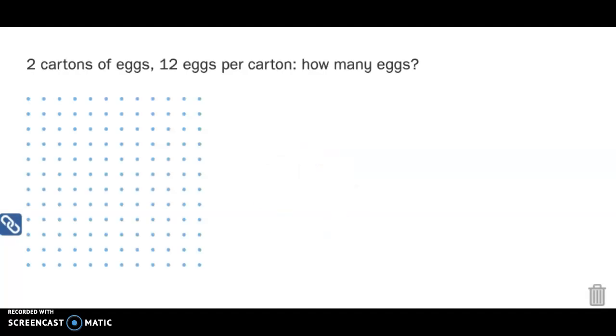And finally, we have 2 cartons of eggs. 12 eggs per carton. How many eggs? Put this on pause till you have it done. Remember, you need the topic, the number model with a question mark, your answer with a label, and fill in your array. When you have completed this, please go on to the next page, finish math boxes, and send a picture to your teachers.